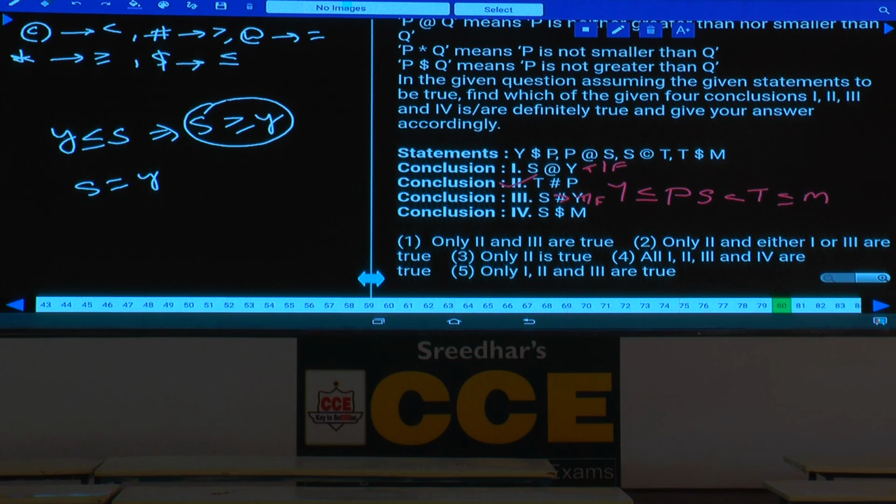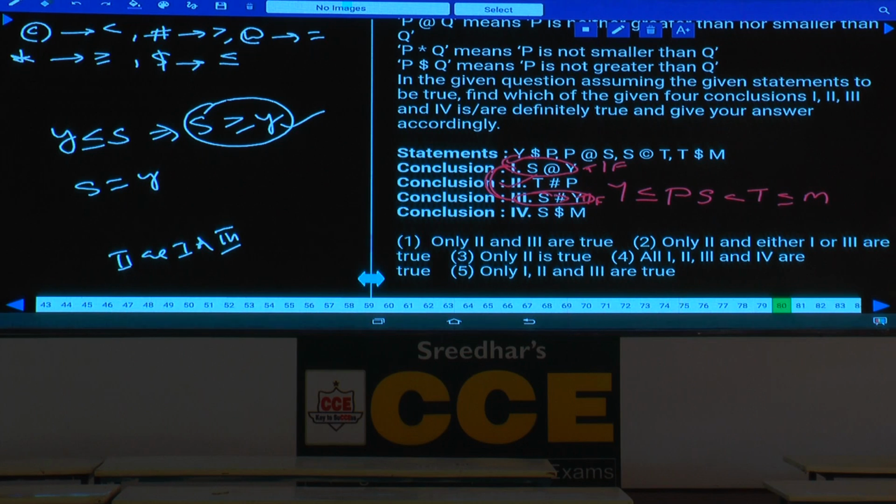Then if you combine this 1 and 3, if S equals to Y is true, S greater than Y is false, or S is greater than Y is true, S equals to Y is false. Now between these two, one must always follow because it is either greater than or equals to. And so what is your answer here? 2 and either 1 or 3 as of now.